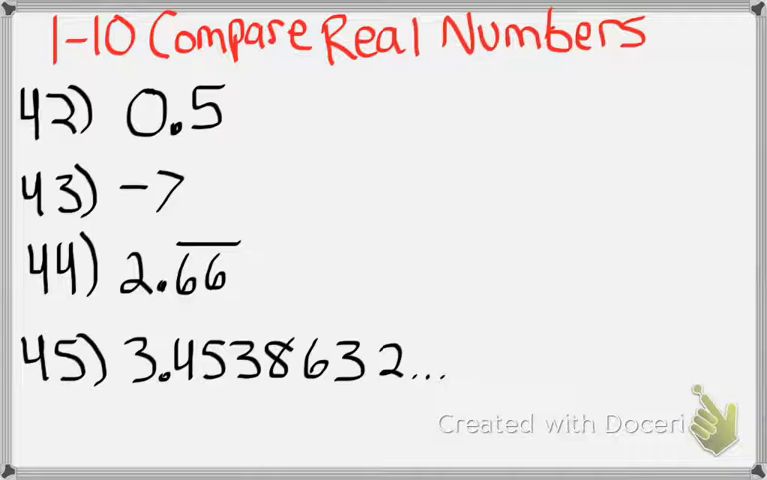Press pause. Number 42 is just a rational number. That's because it can be written as a fraction, 0.5. Hey, that's 1 over 2. But also because it's a terminating decimal. If it's a terminating decimal, it'll be a rational number.